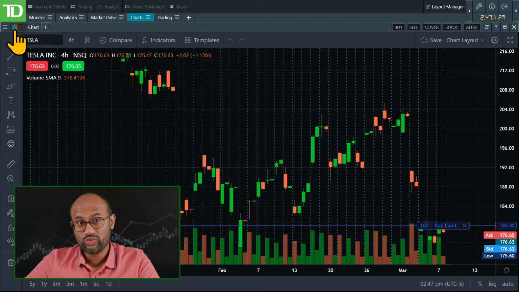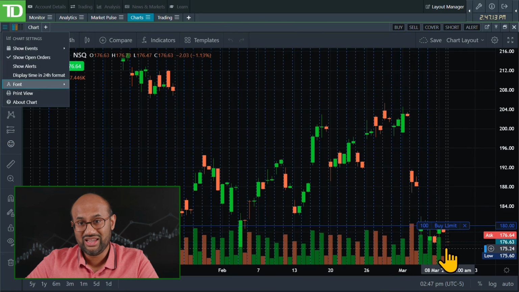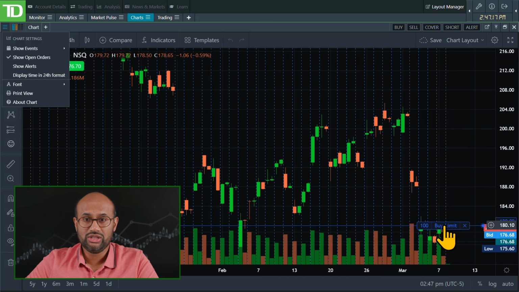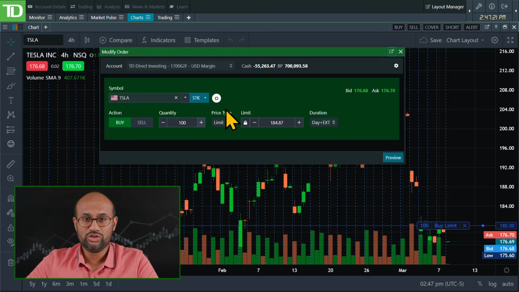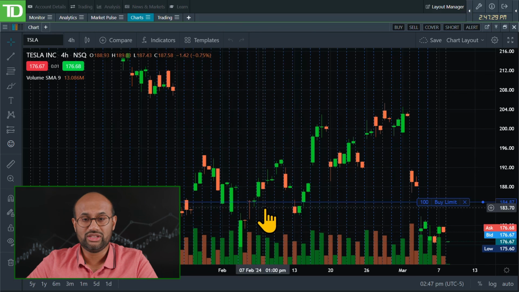Now you'll notice since we have the show orders displayed, it actually shows the order on the chart as well. You can actually come in here and edit it. So if I move this order up slightly and I click off of it, you'll notice now that it's adjusting the price and it's asking me if I want to accept this change, and I can just hit preview order and say send it off at that new price there.